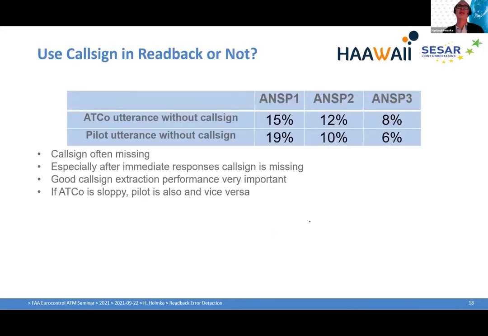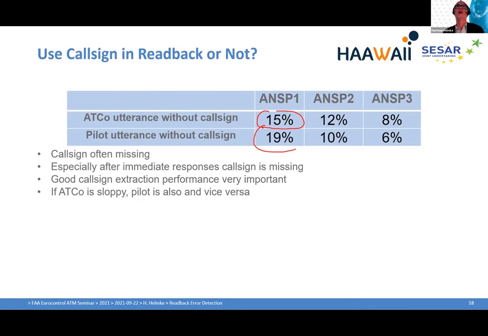With a little bit more information, look into examples of utterances. Here are some of my results. We have looked at the utterances of one ANSP, and we have seen 15% of the utterances of the ATCO are not containing the call sign. Not that the speech recognizer is not able to understand it; no, they are not there. And 90% of the pilot utterances are not. For the other ANSPs, we get similar results.